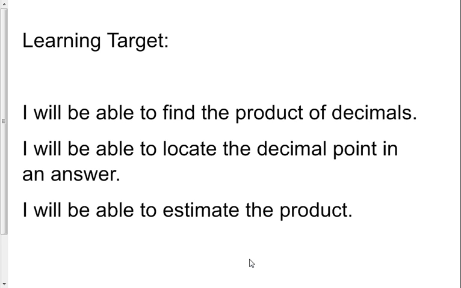The learning targets are listed here. At the end of this lesson, you should be able to find the product of decimals. The product is the answer to a multiplication problem. You'll be able to decide where the decimal point should go in your answer, and you will estimate products. Giving an estimate will help you know if your answer is correct.